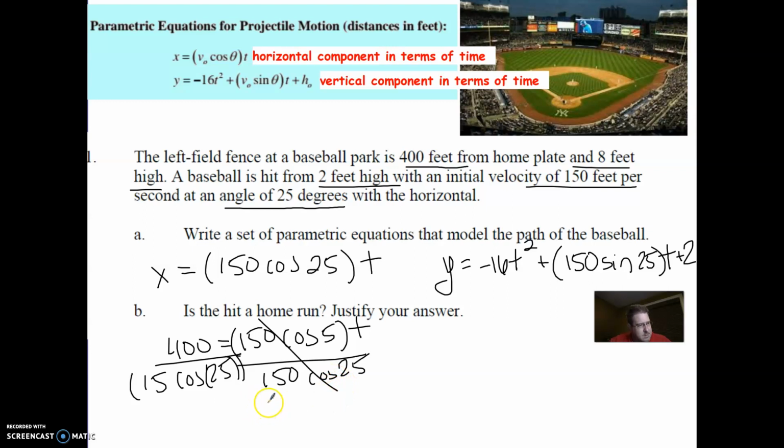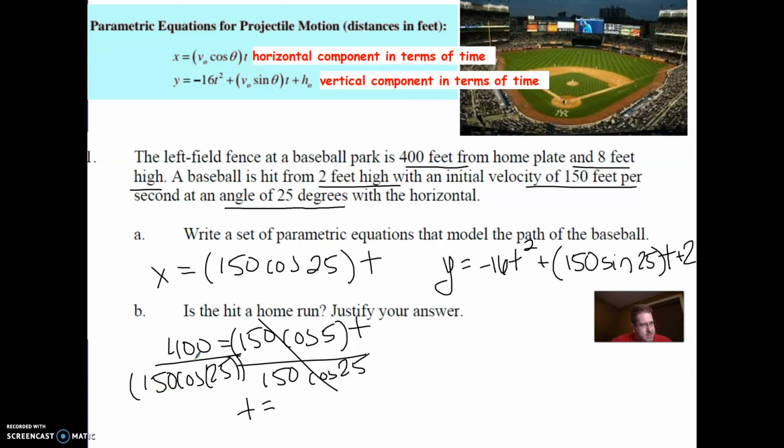Okay, so that cannot be correct. Oh, I did multiplication. Okay, so obviously I forgot to press divide by parenthesis 15 cosine of 25 and parenthesis. All right, so let me show you again. That's actually the correct way of doing it. And that's going to tell me that t is about 29 seconds, and that does not feel right either. Oh, it's 150. Okay, so one last try.